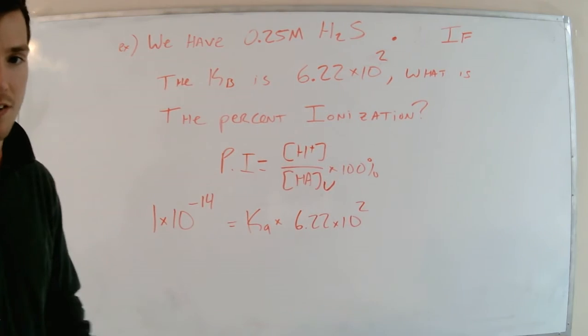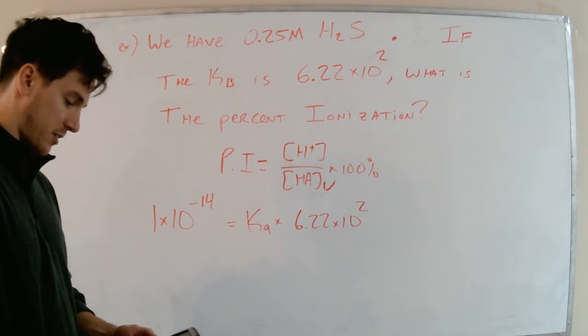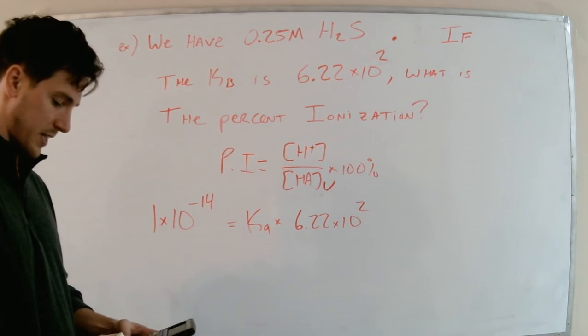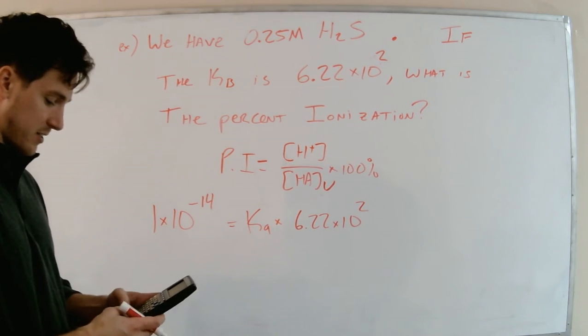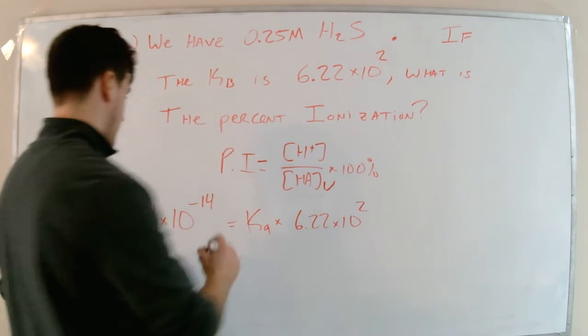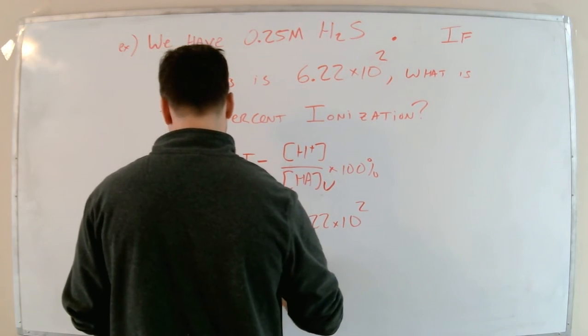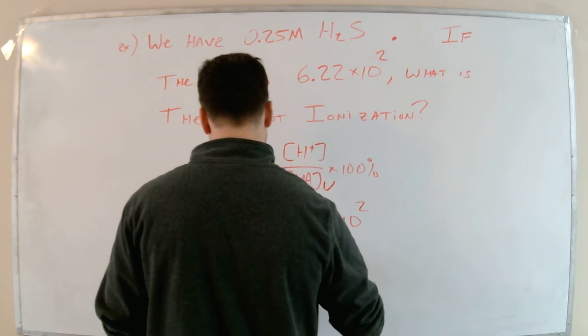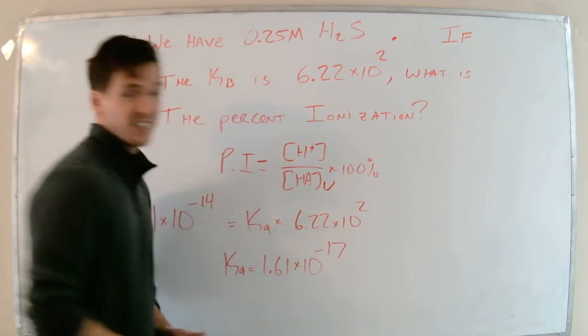And now we can figure out Ka pretty easily. Let's go ahead and take 1 times 10 to the negative 14th divided by 6.22 times 10 to the second, and you'll get a Ka equal to 1.61 times 10 to the negative 17th.